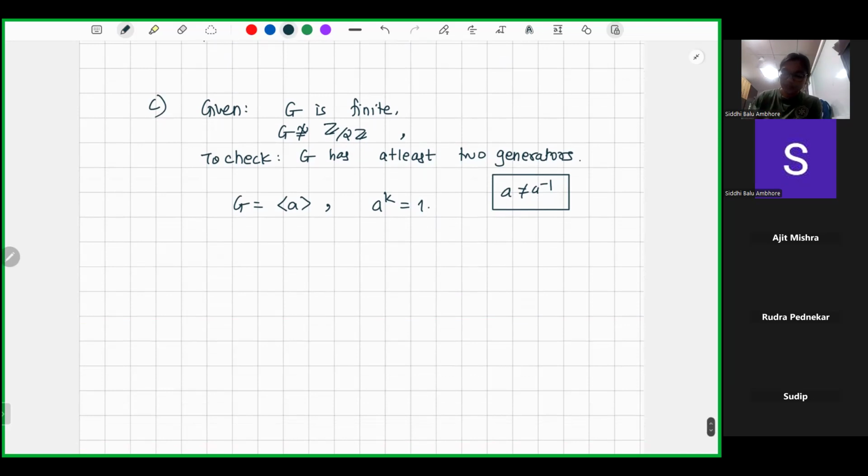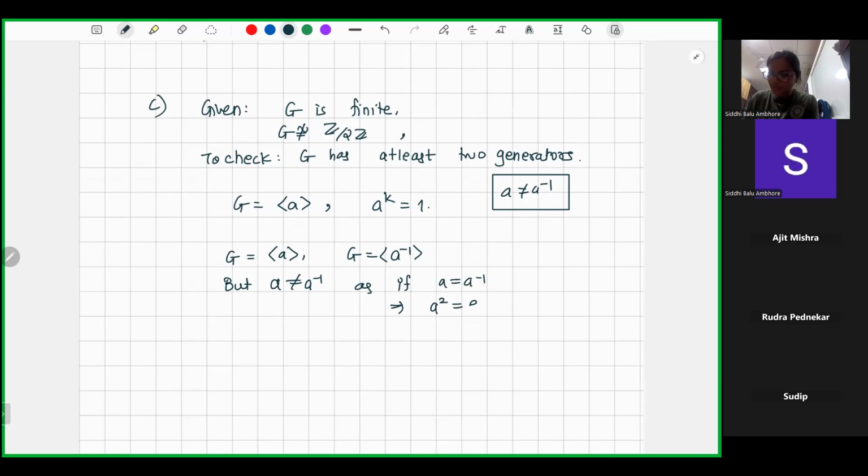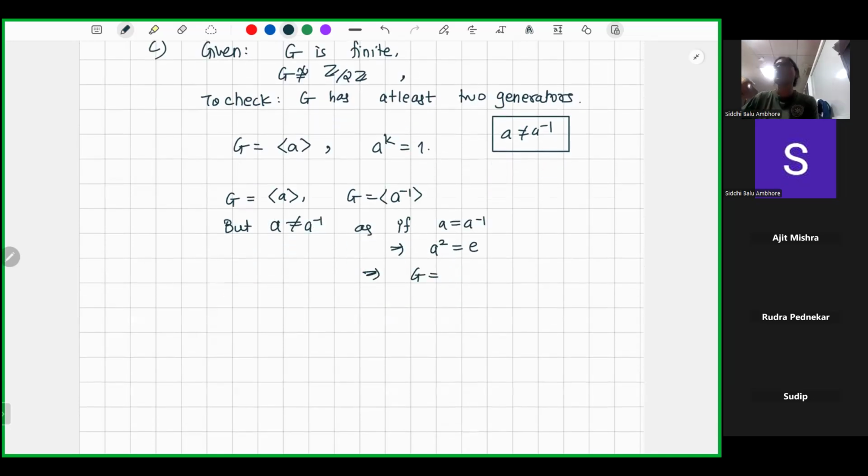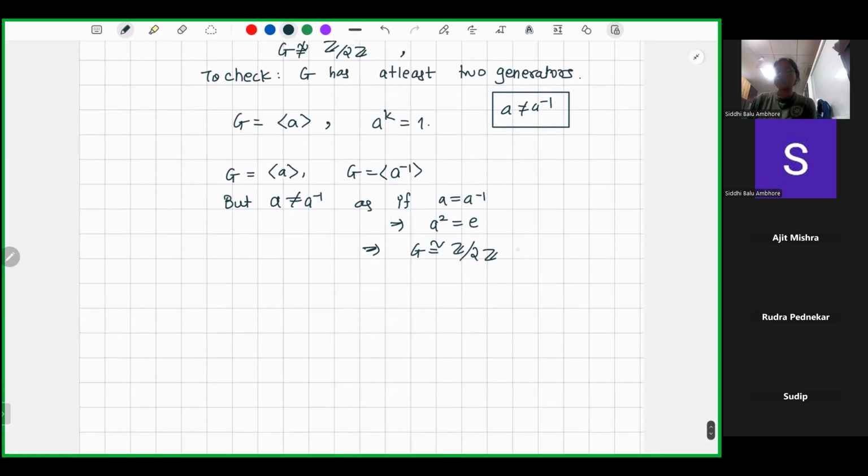So suppose A power K is N. What other element can we choose? If G is generated by A, then we anyway know G is also generated by A inverse. But A is not equal to A inverse, as if A is equal to A inverse, that will imply that A square is E, and this implies that the cyclic group of order 2 will be isomorphic to Z mod 2Z, which is not true in our case. Therefore, G has at least two generators.